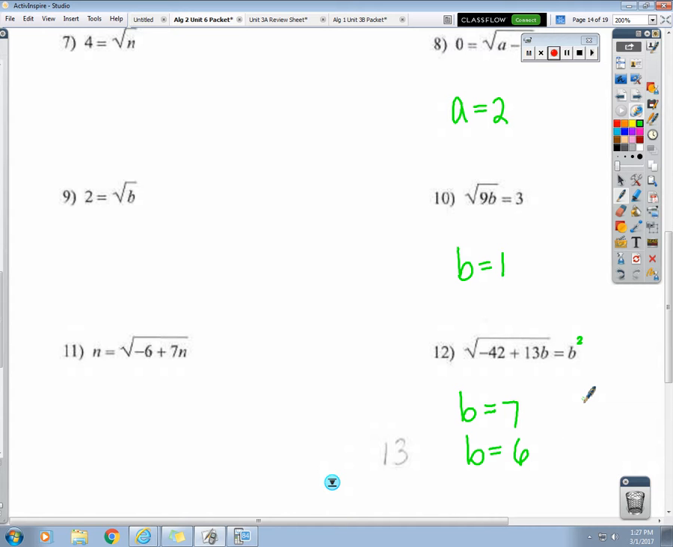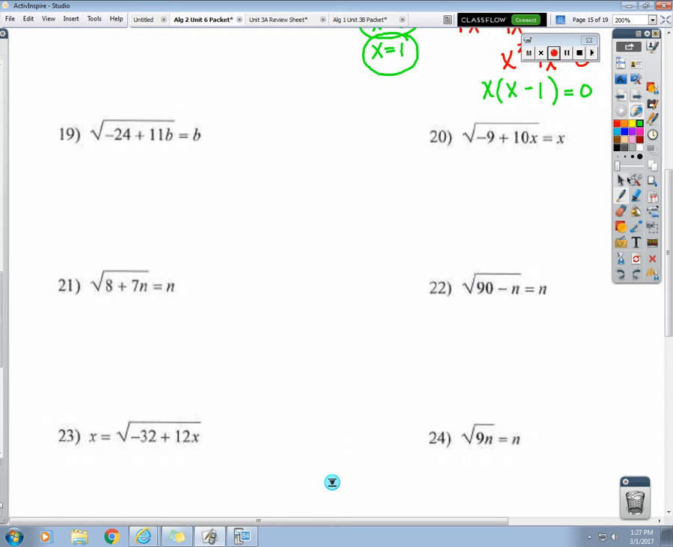Okay, now turn to page 14. And I will write down the answers for 20 through 26 even, and you can check to make sure you got those right. Okay, number 20, you should have ended up with 2 solutions, x equals 9, x equals 1. And neither one of them were extraneous.